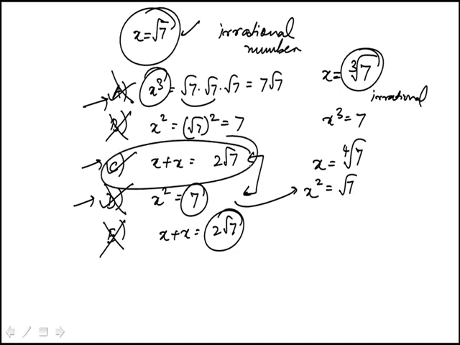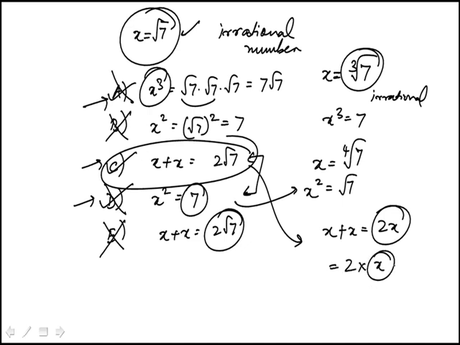So that's one way to do it. I mean, it still works. Or you can recognize x plus x is 2x, and that means 2 times any irrational number must always be irrational. So that's another way to do it. But either way, the answer is choice C.